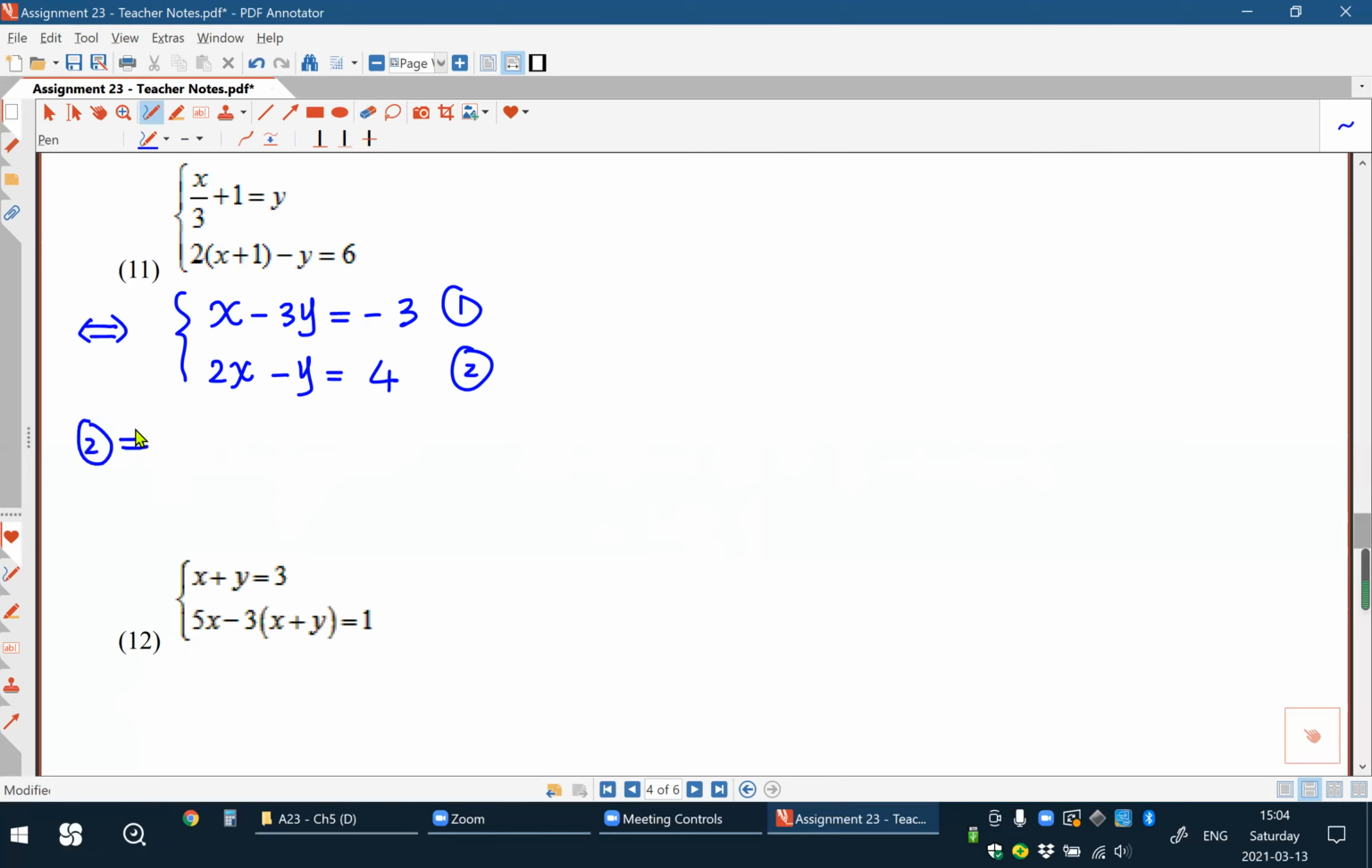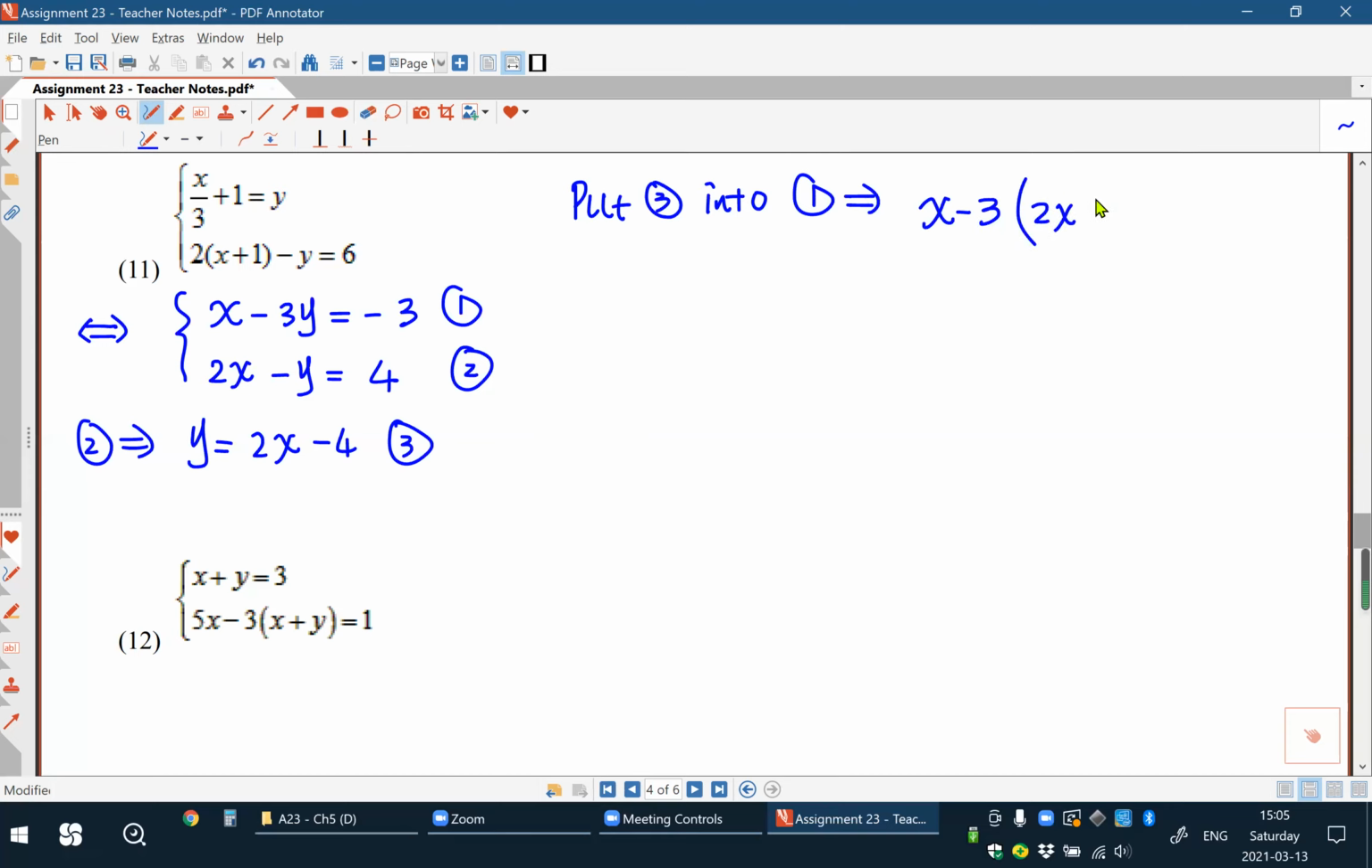Then from 2, we can solve y in terms of x. y is actually 2x minus 4, right? So let's call this 3. And then we can put 3 into 1. This will give you x minus 3y. 3y means 3 times (2x minus 4). And this is minus 3. Okay? And then we can simplify this equation. x minus 6x plus, again here, this is a plus sign, right? Because minus 3 times minus 4 is plus 12.